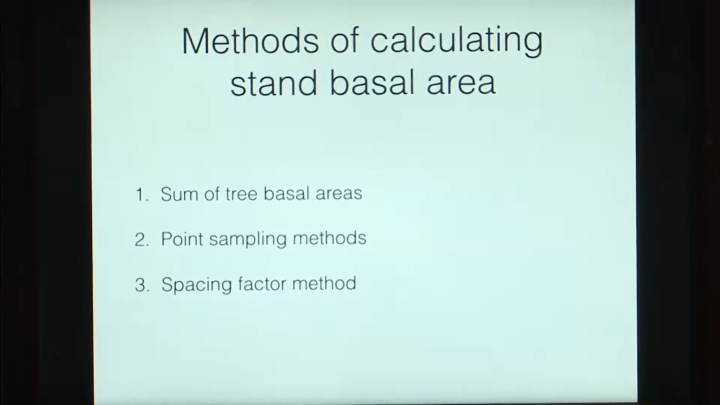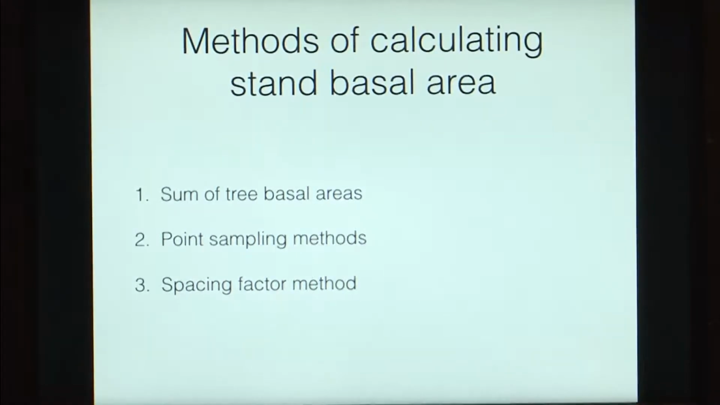Now how do we calculate stand basal area? We have a number of methods of calculating the stand basal area, one of which is the most simple one. You just add up all the basal areas and divide by the area of the stand. But there are also some other methods. The first one is the sum of the tree basal areas. The second one is known as point sampling methods, which we shall go to in a later class. And there is also a spacing factor method that we shall also discuss later.